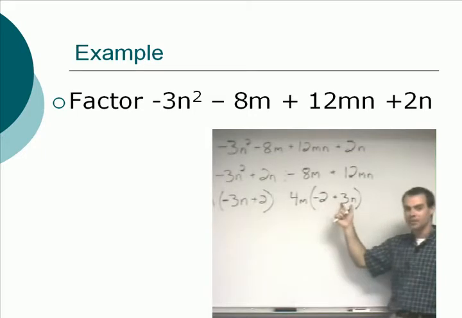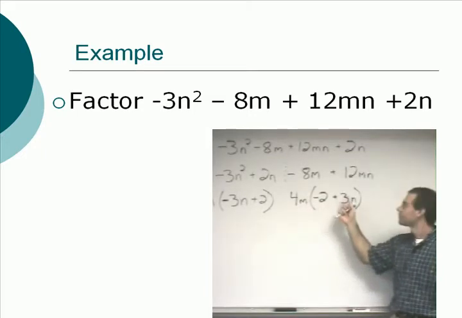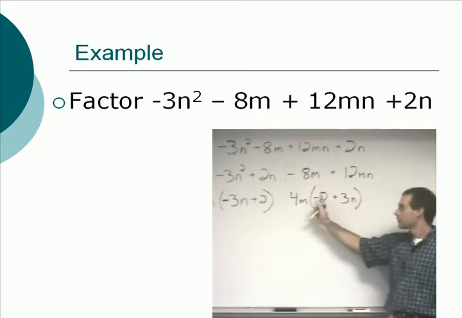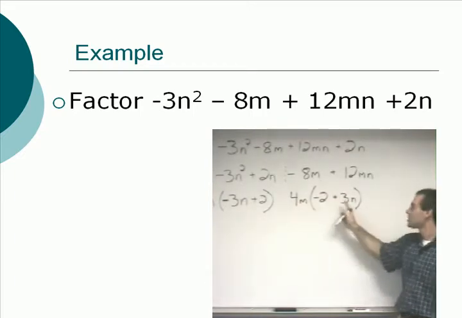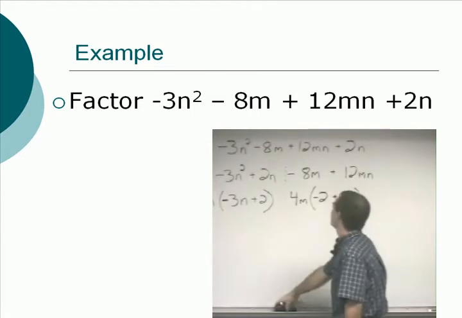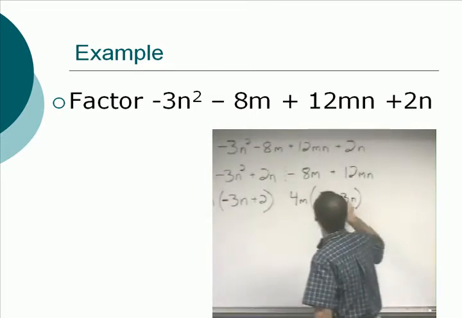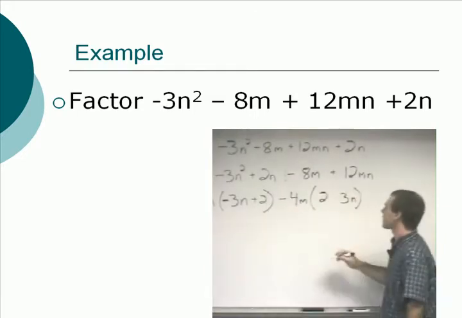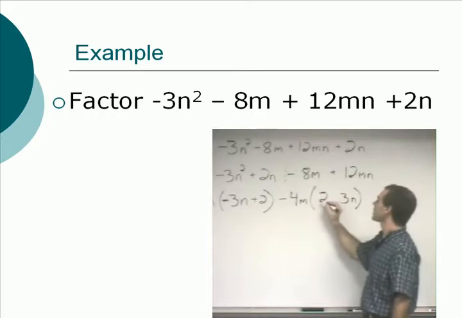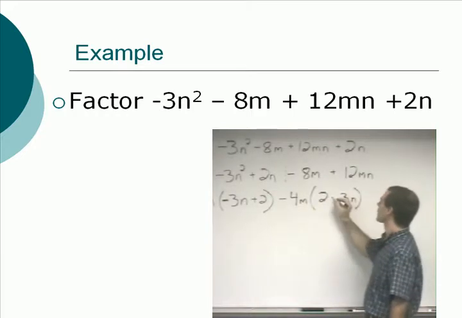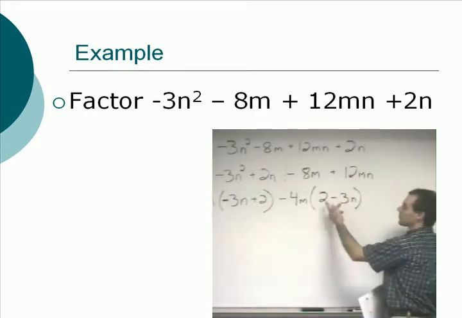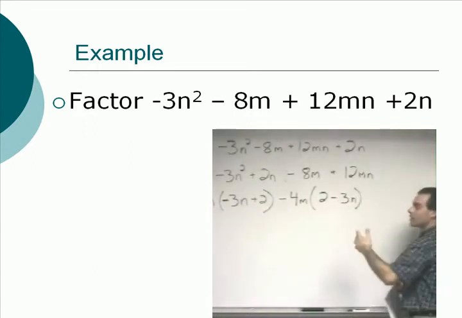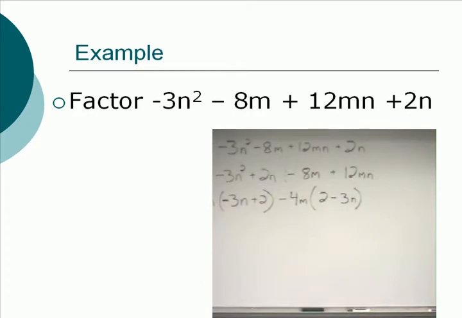So how do you get those signs to line up the way you want them? Instead of pulling out 4m, you should pull out a negative 4m. That's going to change the sign on these, and then they'll match. So what we should do is we should factor out a negative 4m. You just got to watch that these parentheses match up. Negative 4m, then this becomes a positive 2, and this becomes a negative 3n. Now, even though the terms are reversed, these two match. Negative 3n plus 2, negative 3n. So even though they're in a different order, they're the same thing.